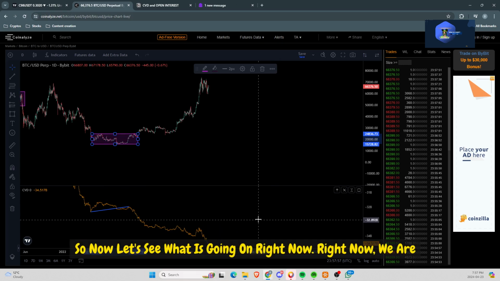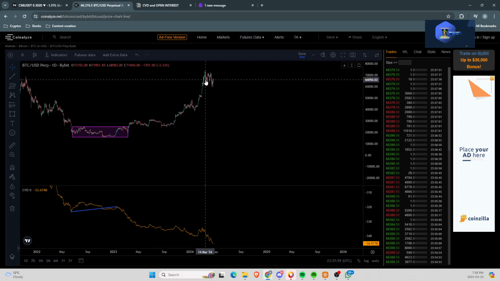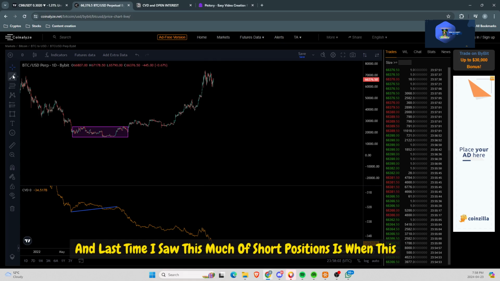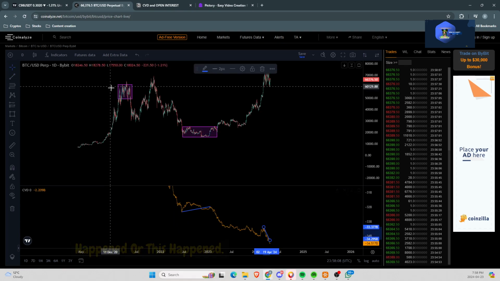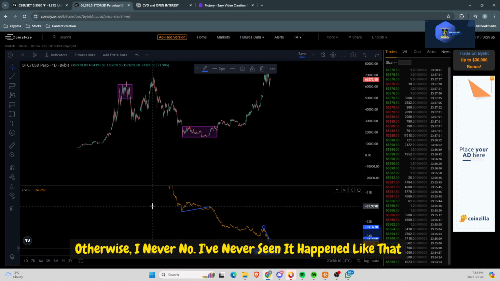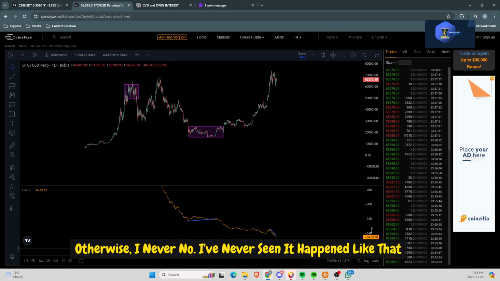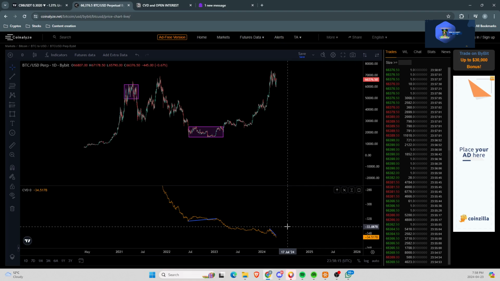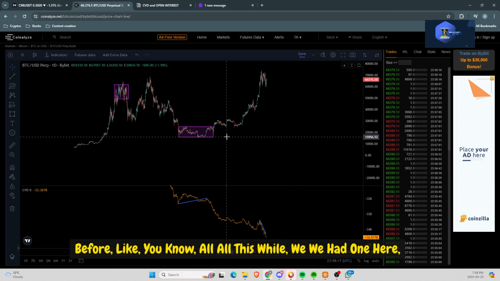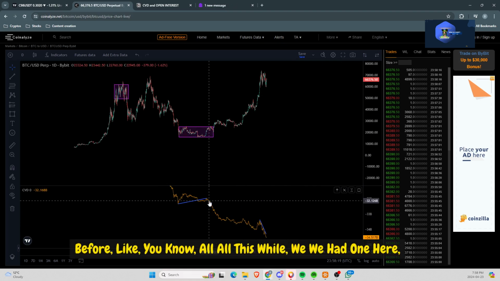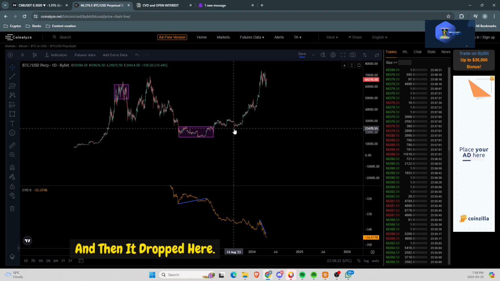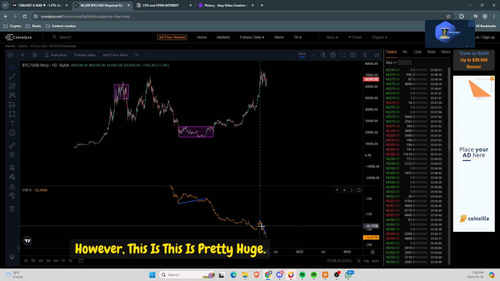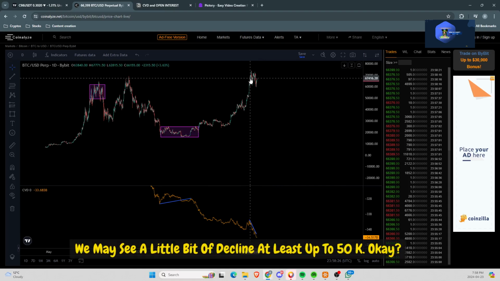So now let's see what is going on right now. Right now we are in this range, and the last time I saw this many short positions was when this happened, or this happened. Otherwise, I've never seen it happen like that before. All this while we had one here, and then it dropped here. However, this is pretty huge. We may see a little bit of decline, at least up to 50K.